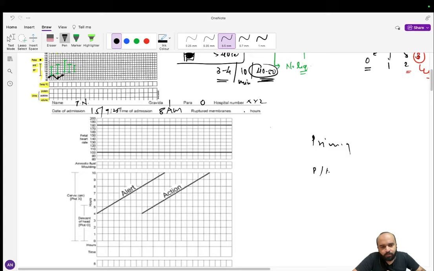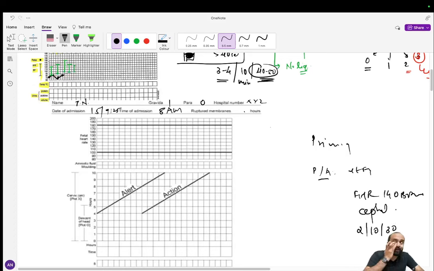Her per abdominal findings state that the uterus is full term. Her fetal heart rate is 140 beats per minute. It is regular. It is in cephalic presentation, and the activity that she's getting is 2 by 10 by 30. That is two contractions in 10 minutes, each lasting for 30 seconds.